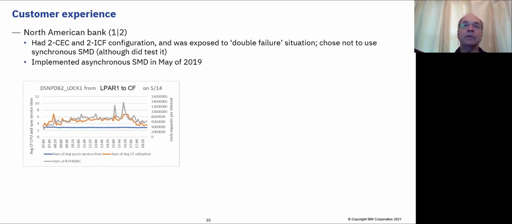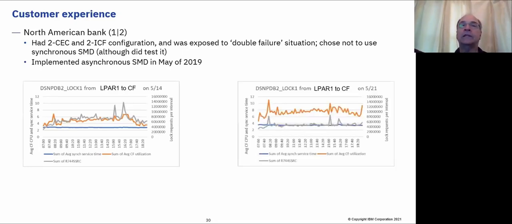And so the service time is that blue line, which is approximately 3 microseconds, right? This was far more recent. This was in 2019, so they have a newer configuration with faster resources. And then the orange bar is CF utilization, and the gray bar is the sum of requests. So this is from their primary LPAR, and after they go to Async SMD, we can see that the number of requests drops a little bit. I think this was related to workload between those 2 days.